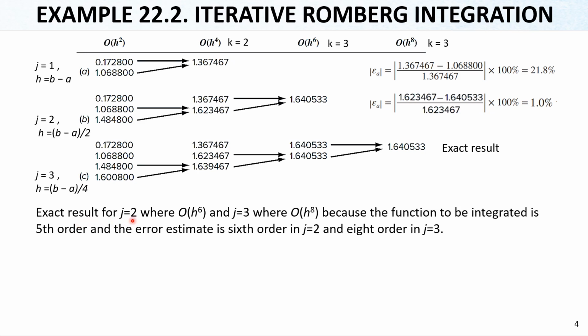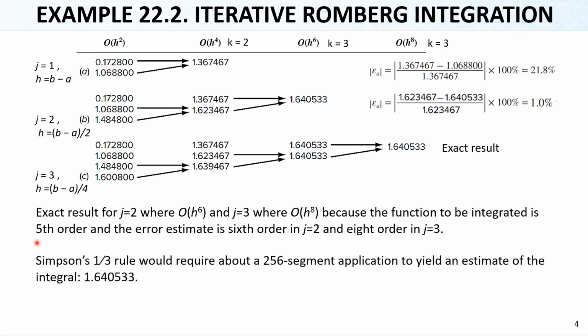Exact result for j equals 2 where O(h^6) and j equals 3 where O(h^8), because the function to be integrated is 5th order. The order is lower than this. We mentioned this in the previous slide as well. And the order estimate is 6th order in j equals 2 and 8th order in j equals 3. So if the error order is less than this, then we can get exact result. This means the order of the function.